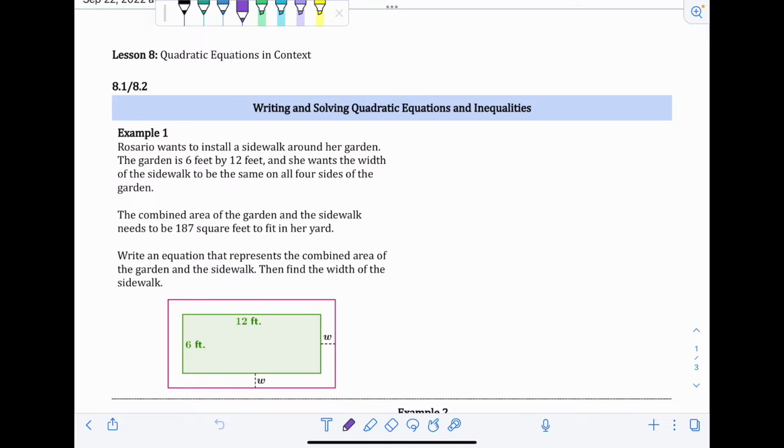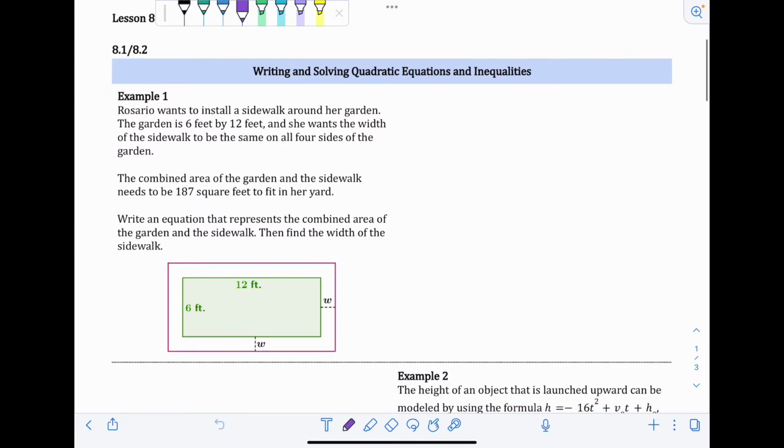So example 1, Rosario wants to install a sidewalk around her garden. The garden is 6 feet by 12 feet, and she wants the width of the sidewalk to be the same on all 4 sides of the garden. The combined area of the garden and the sidewalk needs to be 187 square feet to fit in her yard. Write an equation that represents the combined area of the garden and the sidewalk, and then find the width of the garden. Or sorry, width of the sidewalk.